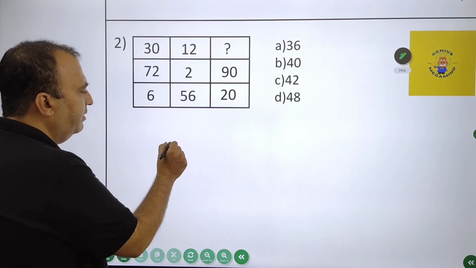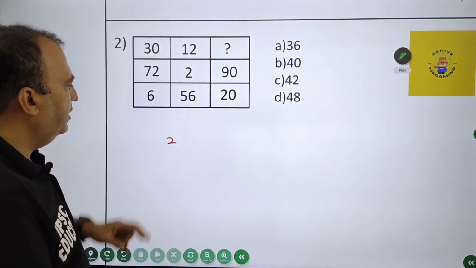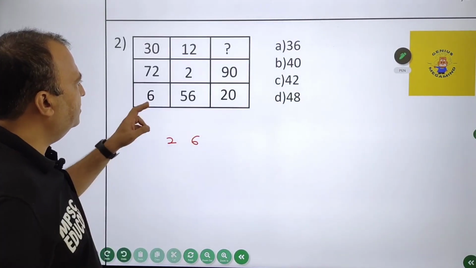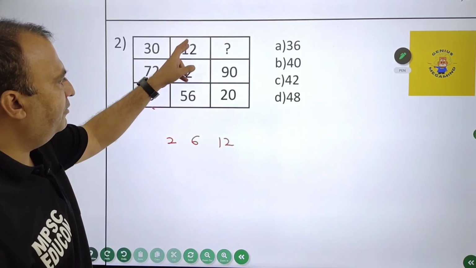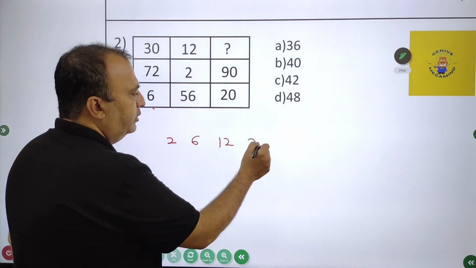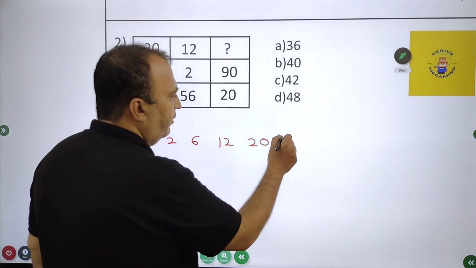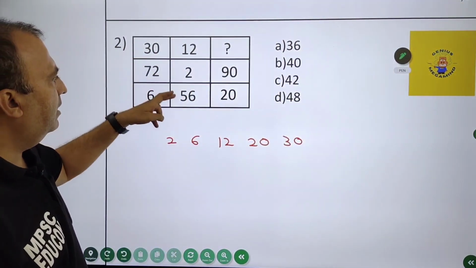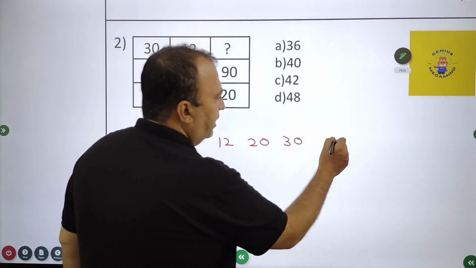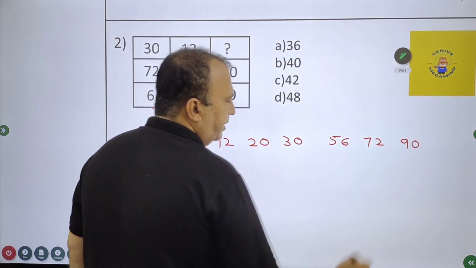So the smallest number, my friends, is 2, right? So after 2, the number is 6. Then after 6, the number is 12. So I'm going to write 12 over here. After 12, the number is 20. So 20 I have written over here. After 20, it is 30. Then after 30, the number comes out to be 56. And after 56, it is 72. And the last number is 90.